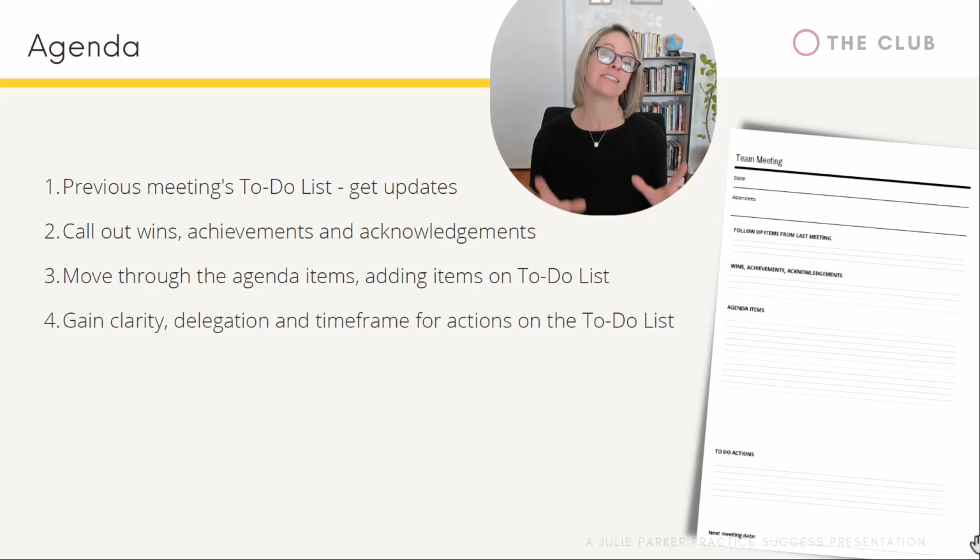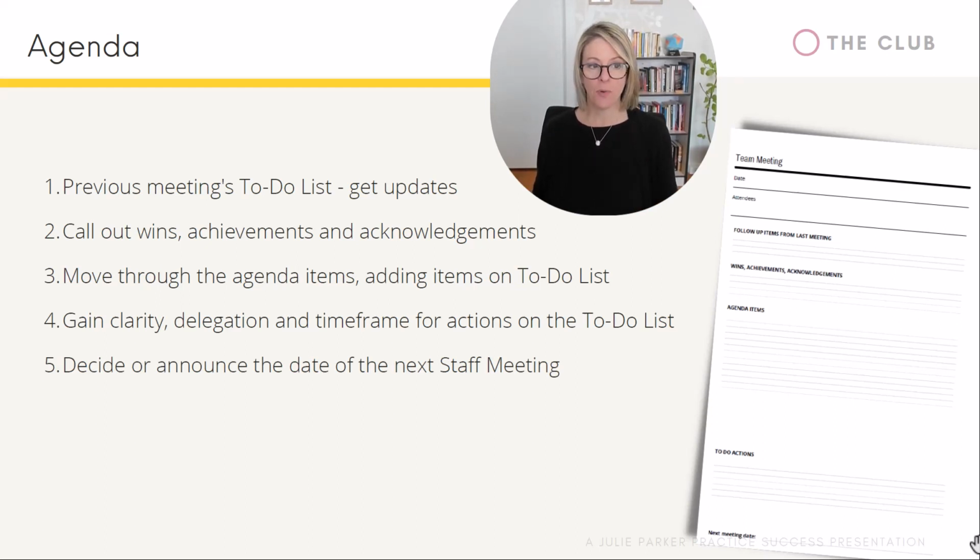The 4th item is to gain clarity around that to-do list and agreement around that to-do list. And so move through each of those items, making sure everyone understands that the task is on the to-do list and who's doing that task and what their due date is around it, and getting clarity around what it means to roll out that task. And so you're making sure that the to-do list is going to be rolled out as effectively as possible. And so gain that clarity around the to-do list as the 4th point on your agenda. The 5th point is decide or announce the date of the next staff meeting. We want them to be scheduled far off into the distance.